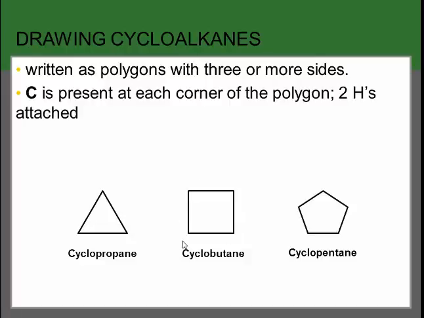Cyclobutane, same way, except there are 4 carbons in the cycloalkane. Cyclopentane, again identical, there are 5 carbons in the cycloalkane here. And again, each corner has a carbon with 2 hydrogens attached to it.